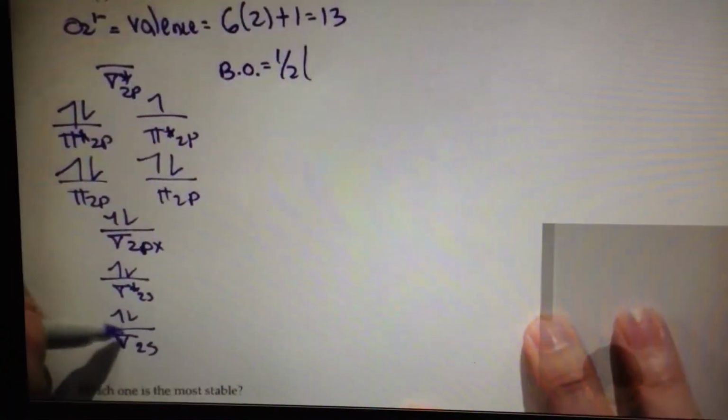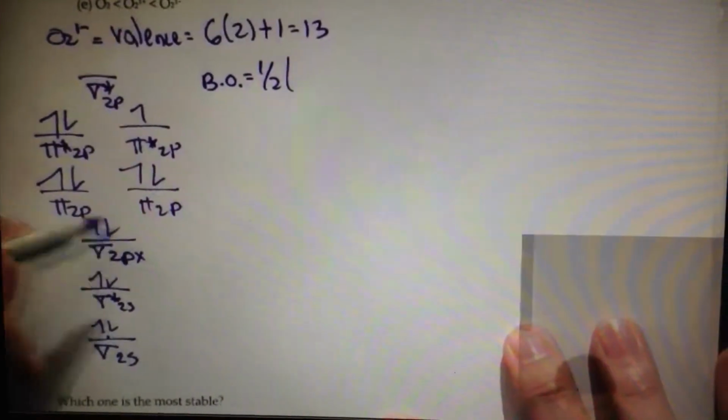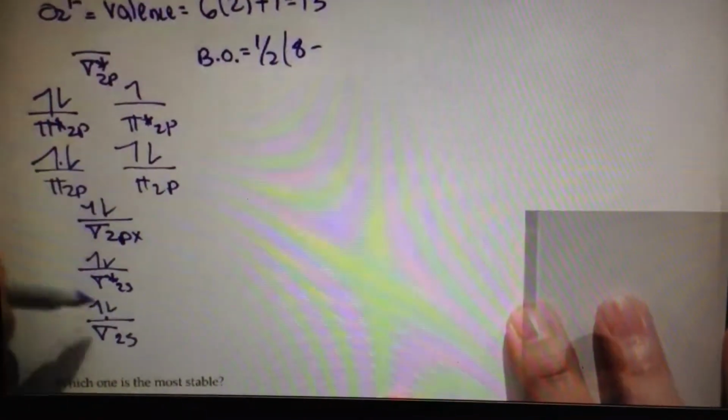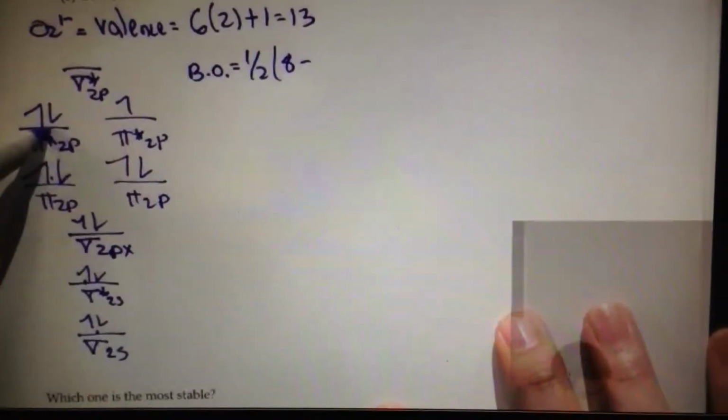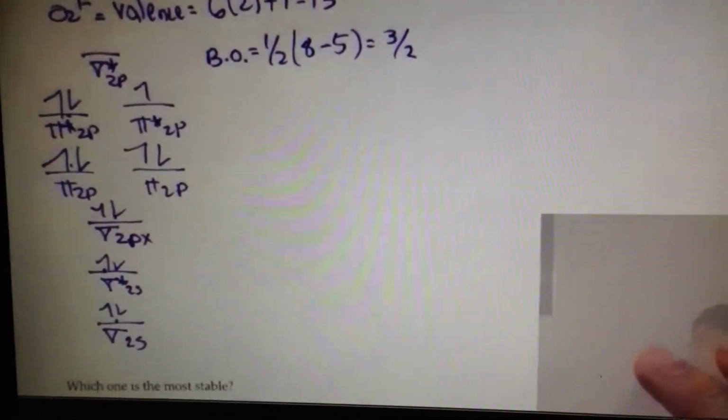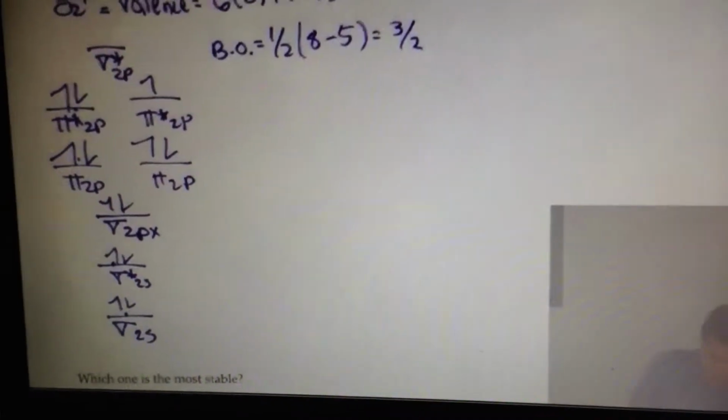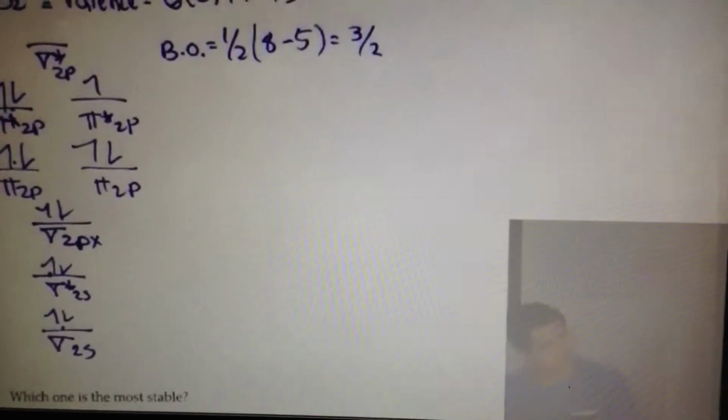So now we can find the bond order. The bonding is going to be 2, 2, 2, 2. So that's 8, minus the anti-bonding, which is 2, 2, 1. So that's 5 net, and that's 3 halves. Agreed? That's how you find it. So bond order is a little bit different in that case.